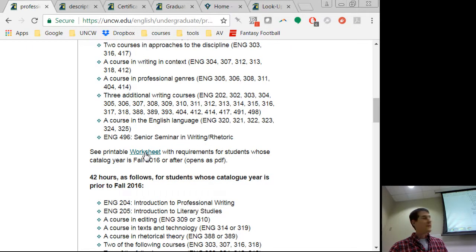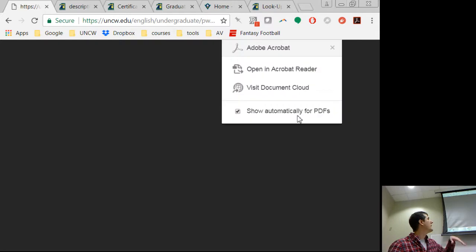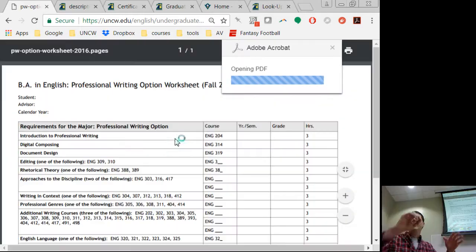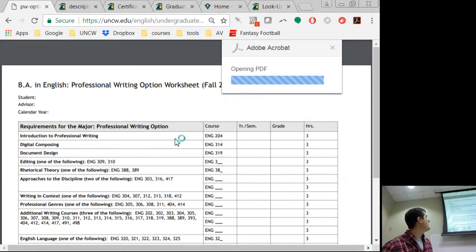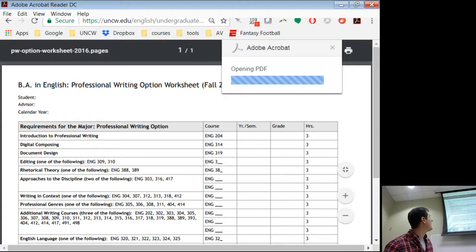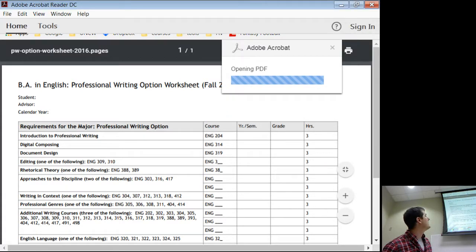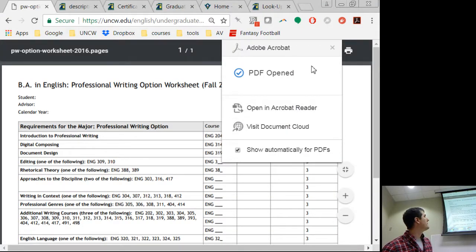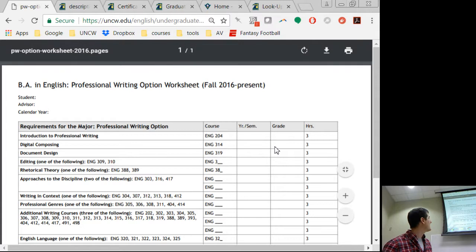Anyway, so the thumbnail sketches here and then the worksheets are here as well. I find these in some way easier to use than the degree audits, because it's just sort of a step-by-step. You can just kind of go through here and plot out your progress here. So I find this a little bit easier to use, so do be aware that those are available.